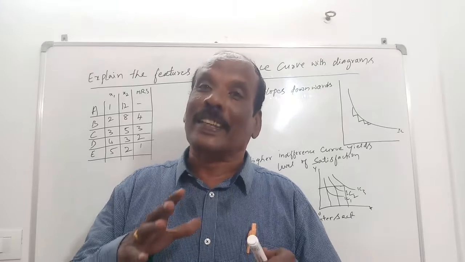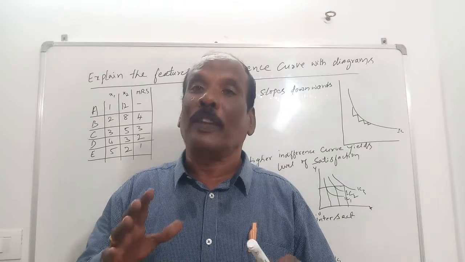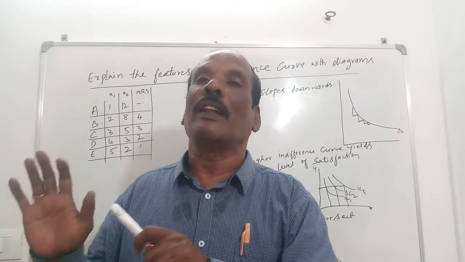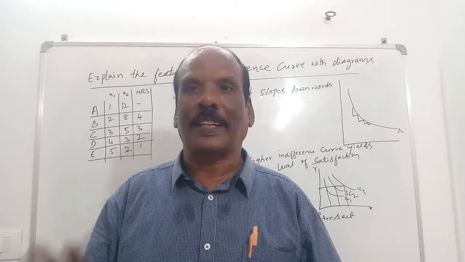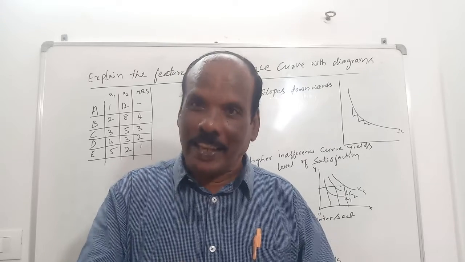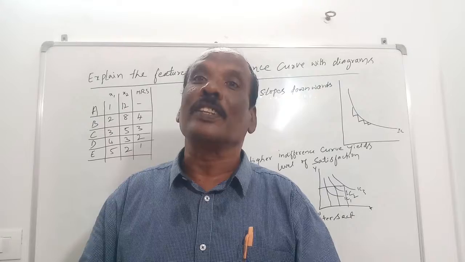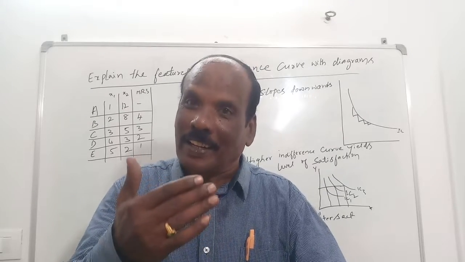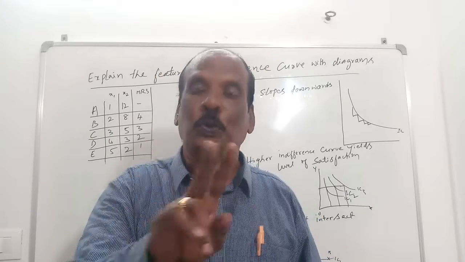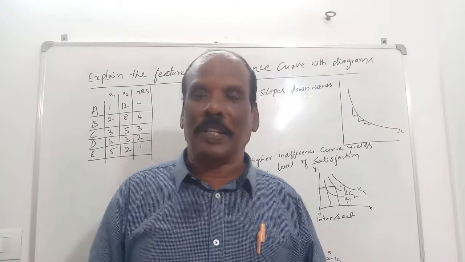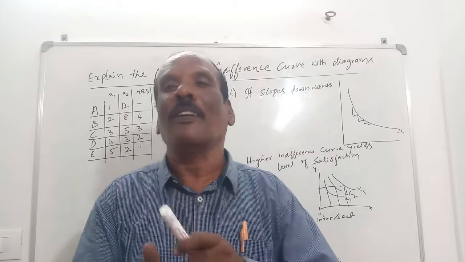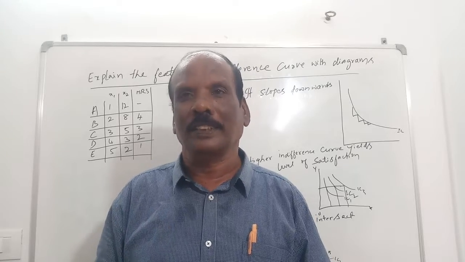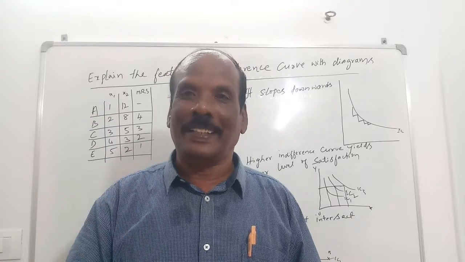A curve is a graphical representation of different combinations of two goods which yield the same level of satisfaction. So here A is equal to B, B is equal to C, C is equal to D, D is equal to E. So A, B, C, D, E are the combinations of two goods, and each combination yields the same level of satisfaction. Since they yield the same level of satisfaction, consumer is indifferent.